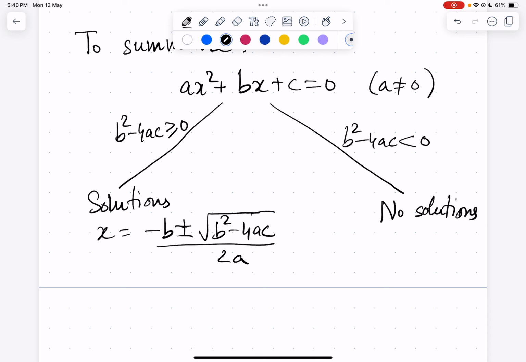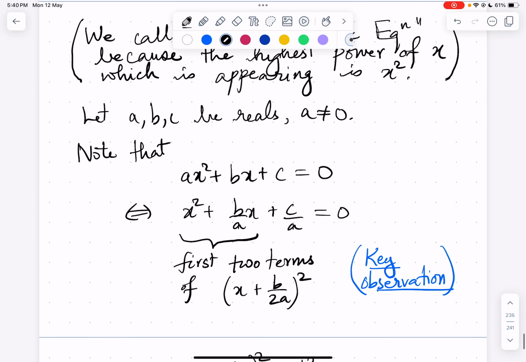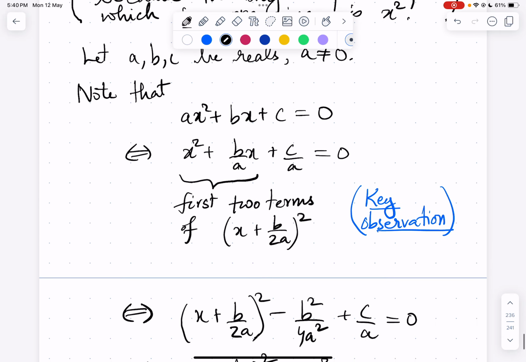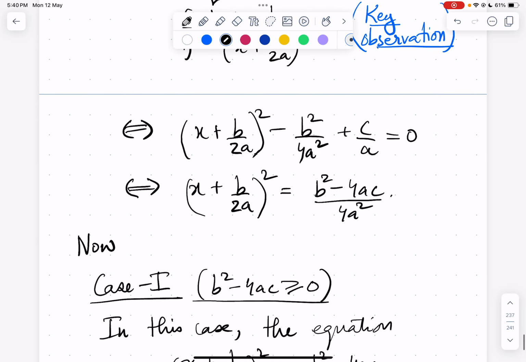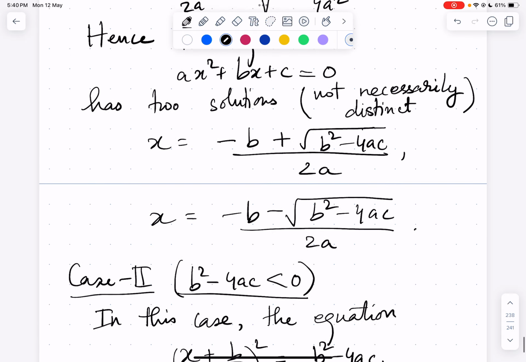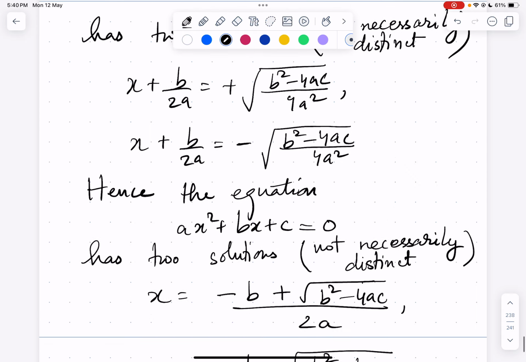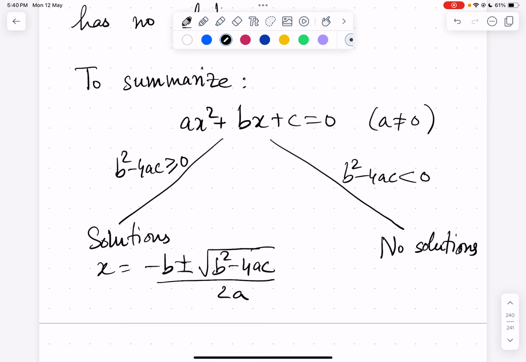Okay, so this is the result we got, and the key step was simplifying ax square plus bx plus c equals 0 as x square plus b by a x plus c by a equals 0, and observing the first two terms can be clubbed. They are the first two terms of x plus b by 2a whole square. Hence we get an equation of the form x plus b by 2a whole square is some number, and by casework we see that this simple equation has solutions when b square minus 4ac is greater than or equal to 0, and no solutions when b square minus 4ac is less than 0. So this is how we can solve a general quadratic equation.